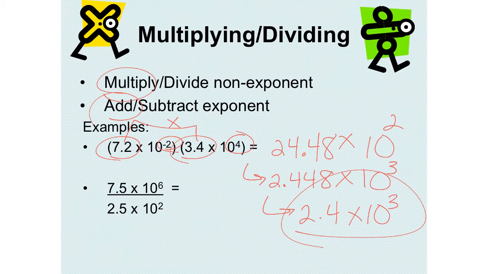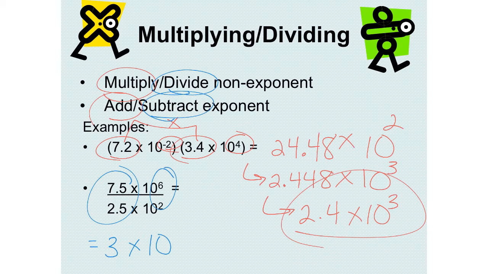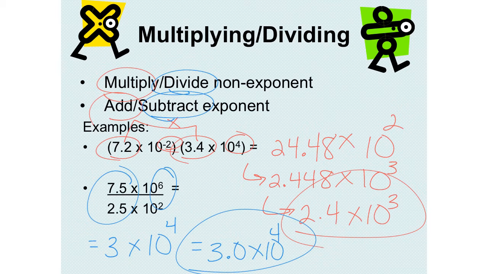All right, in my division, 7.5 divided by 2.5, so that's easy. That's going to be 3. And then, since I'm dividing, I will be subtracting my exponents. So that's going to give me an exponent of 4. I'm already between 1 and 10, so I don't have to worry about that. But I do need significant figures, so 3.0 times 10 to the 4th would be my answer.